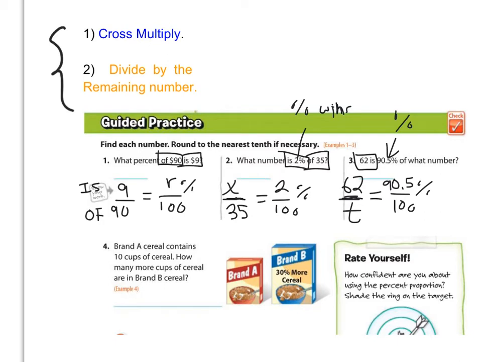Step number 1 is you are going to cross multiply. 9 times 100 is equal to 900. You divide that by 90.